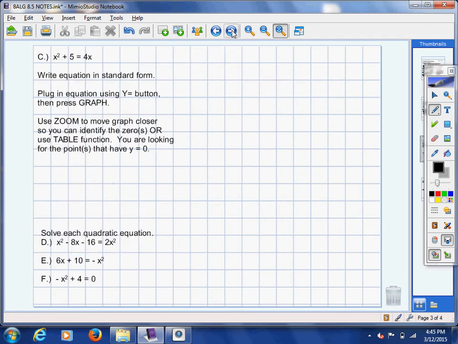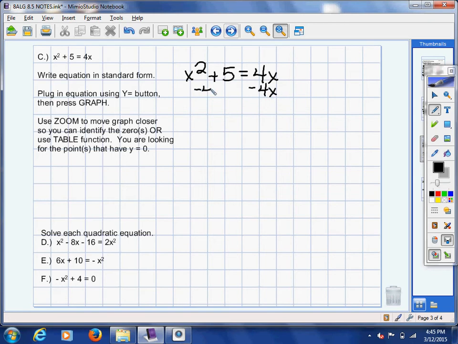All right, so get your calculators handy. We're going to be working with x squared plus 5 equals 4x. The first thing I've instructed you to do is write the equation in standard form. It's just not quite in the right form. We cannot put this in our calculator just yet. It's not ready. So what we're going to do is move the 4x.